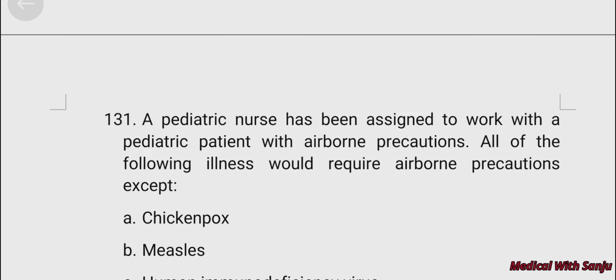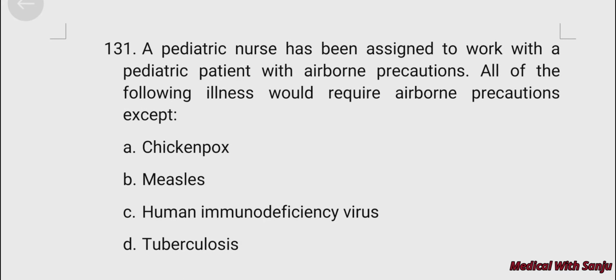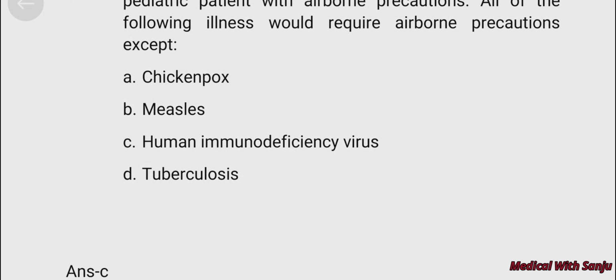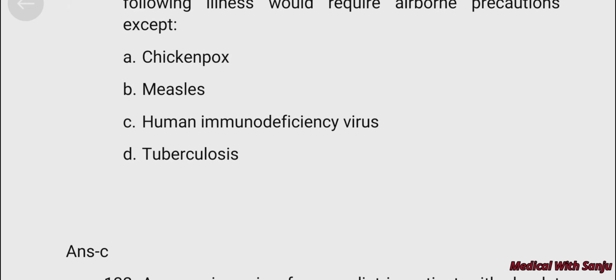Question number 131. A pediatric nurse has been assigned to work with a pediatric patient with airborne precautions. All of the following illnesses would require airborne precaution except: option A, chickenpox; option B, measles; option C, human immunodeficiency virus; and option D, tuberculosis. The right answer is option C. Human immunodeficiency virus does not require airborne precaution.